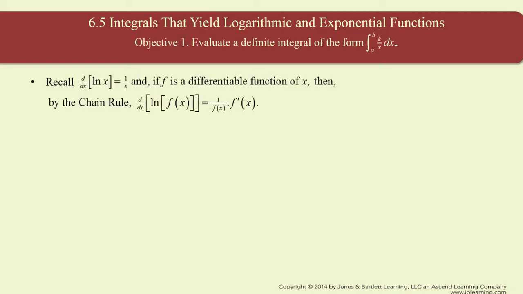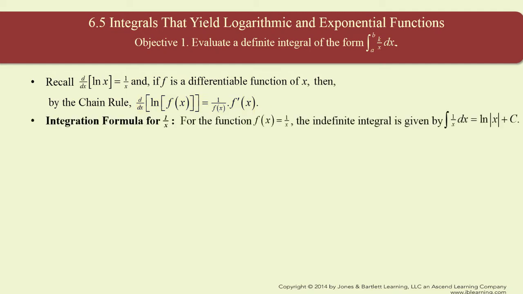So I'd like to start off by just reminding us that we know the derivative of ln x is 1 over x. We know that. And we know that if you have a differentiable function of x, then from the chain rule, when you differentiate natural log of f of x, you get 1 over f of x times f prime of x. So we know that. That's old derivative rules.